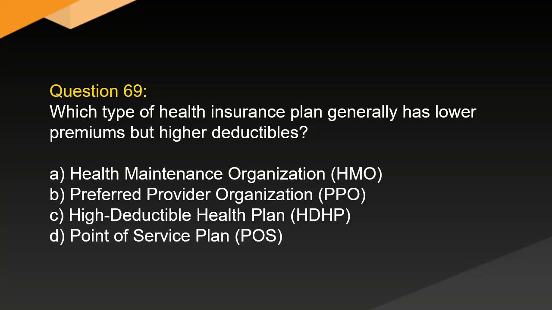Question 69. Which type of health insurance plan generally has lower premiums but higher deductibles? A. Health Maintenance Organization, HMO. B. Preferred Provider Organization, PPO. C. High Deductible Health Plan, HDHP. D. Point of Service Plan, POS.